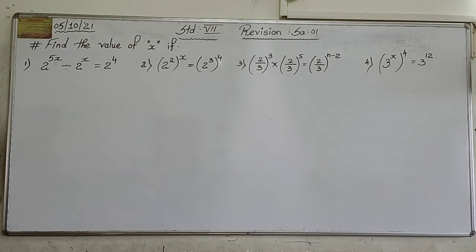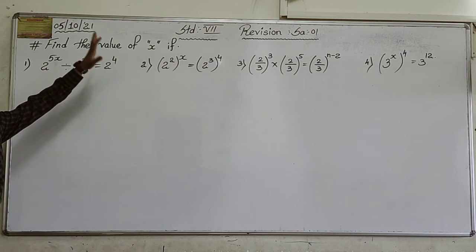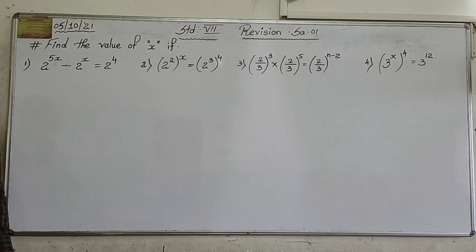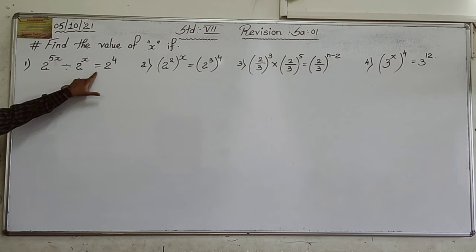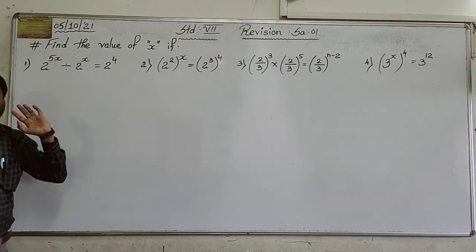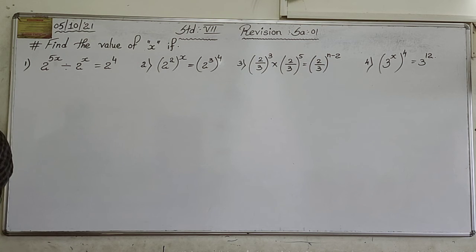Now here find the value of x if the conditions are given to you accordingly. Right? So in the first sum 2 raised to 5x divided by 2 raised to x is equal to 2 raised to 4. What we have to do? We have to simply use the log.